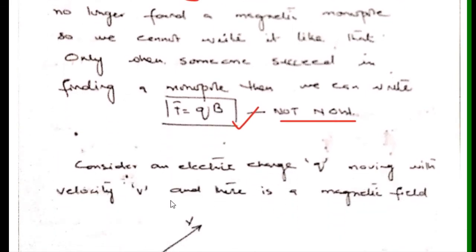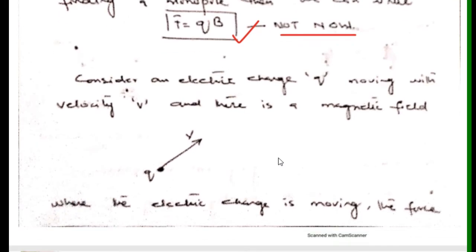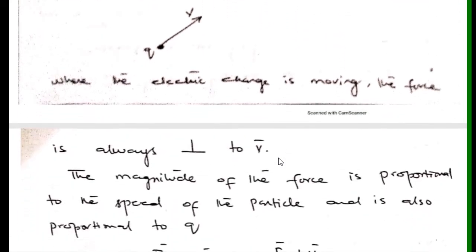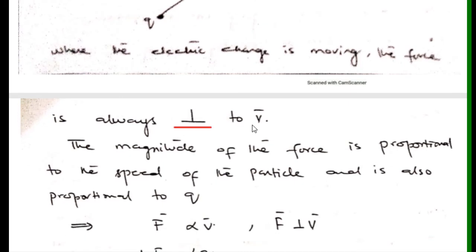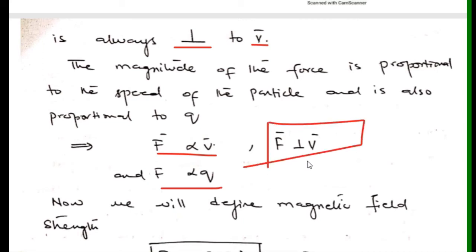Now consider electric charge Q moving with velocity v, and there is a magnetic field B, because the charges are moving, and because of the movement of the charge we have magnetic field. Where the electric charge is moving, the force is always perpendicular to the velocity of the charge. The magnitude of the force is proportional to the speed of the particle and also to the charge. And again, F is perpendicular to V.